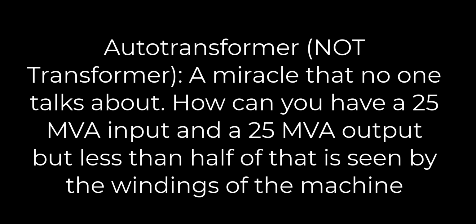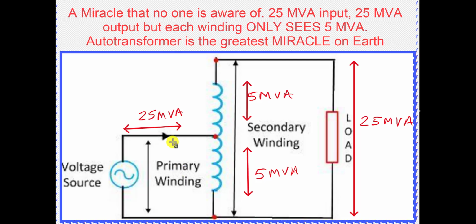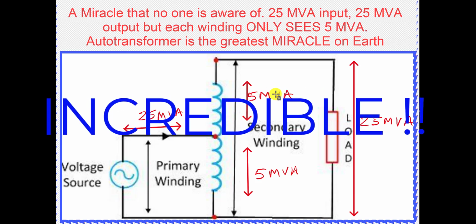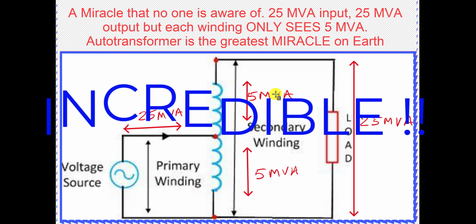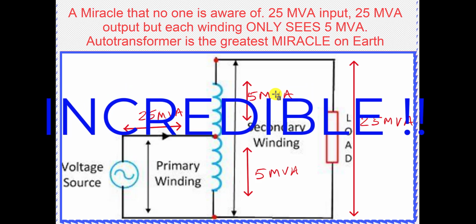Autotransformer, not transformer, autotransformer, a miracle that no one talks about. How can you have a 25 MVA input and a 25 MVA output, but less than that is seen by the winding of the machine? That is incredible. Let's prove it mathematically, this concept.